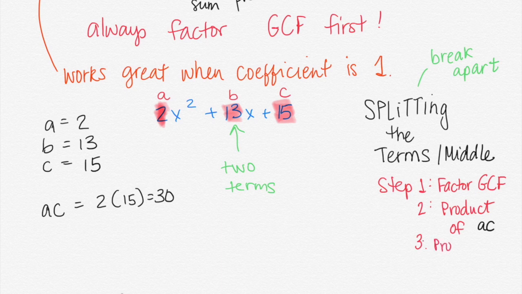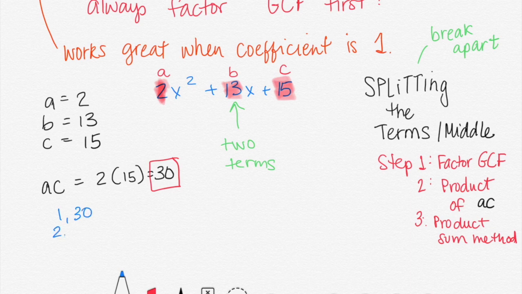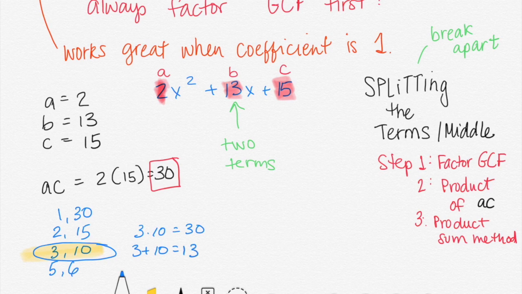After you get the product of your outside terms, you're going to try and use the product sum method. So you're going to list all the factors of that 30. Here I am listing all the factors of 30, and I need to find one pair that's going to add up to 13. And I found it, 10 and 3.